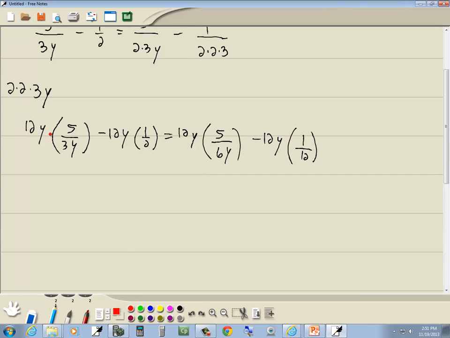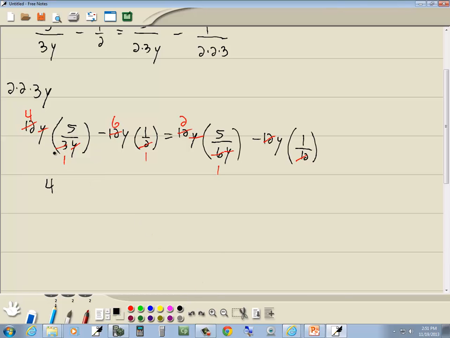Okay, let's see what cancels. The y's cancel here. 3 and 12 both divisible by 3. 3 divided by 3 is 1. 12 divided by 3 is 4. Here, 2 and 12 both divisible by 2. 2 divided by 2 is 1. 12 divided by 2 is 6. Here the y's cancel. 6 and 12 both divisible by 6. 6 divided by 6 is 1. 12 divided by 6 is 2. And here the 12's cancel.